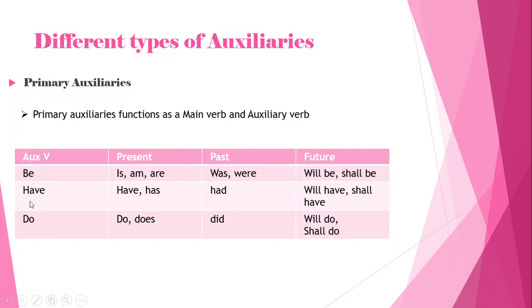Similarly, the auxiliary verb have has two forms in the present, has and have. With the first person singular you use have, I have. With the third person you use has, he or she has. With the past tense you use had. With the future tense you use will have and shall have. So whenever you are using future tense, you always use the present form of the verb.